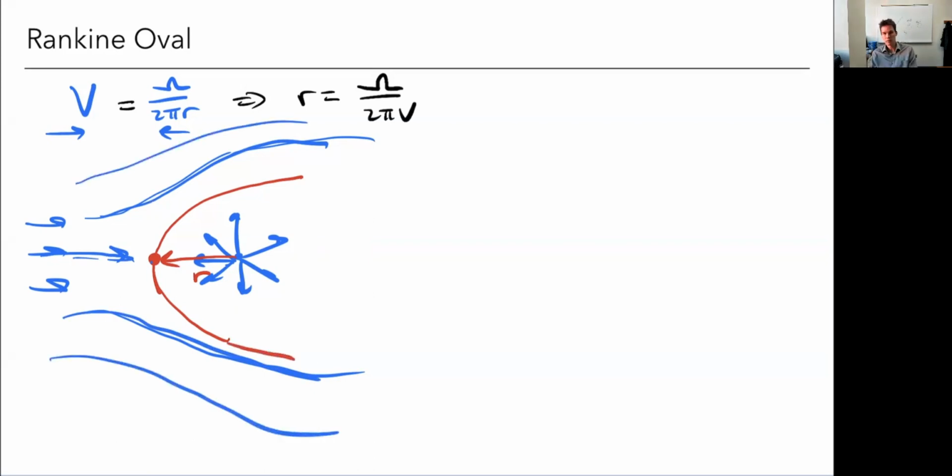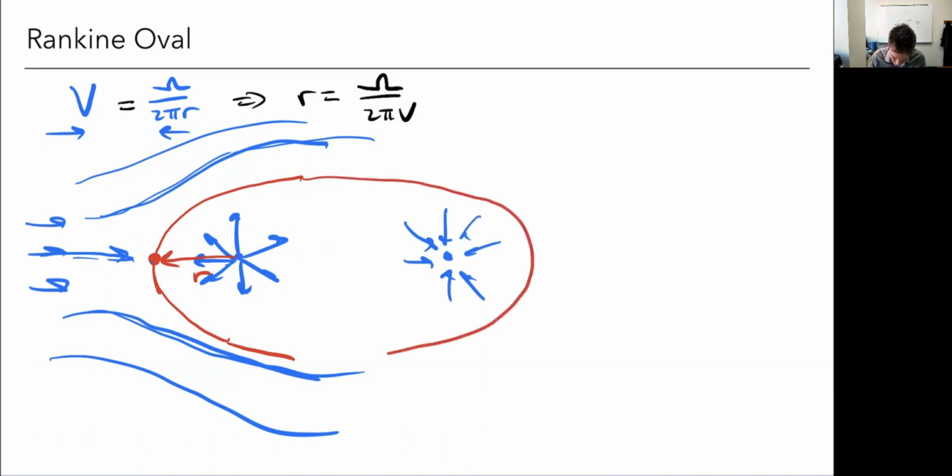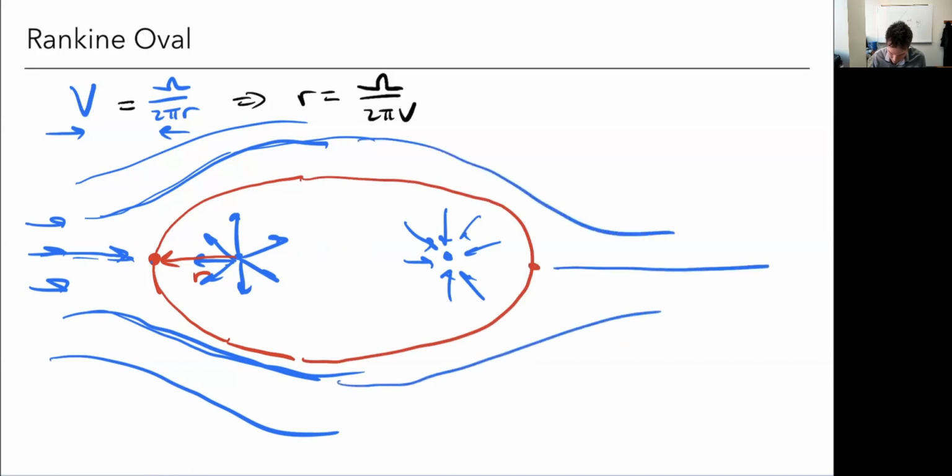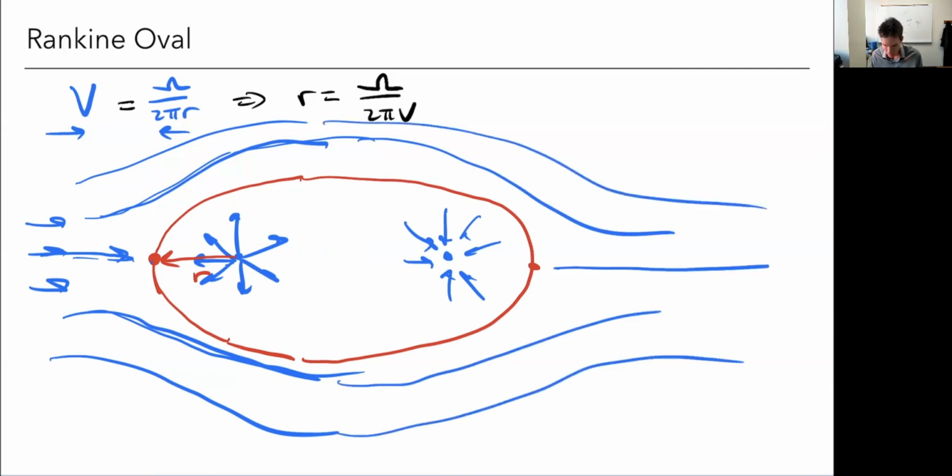This will kind of continue on like this, but if I also create a sink so that this is symmetric, I make it the same strength. What will happen is the exact same thing will happen, only opposite. It'll pull this back in. I'll get another stagnation point like this, and my streamlines will come around like this. It'll look exactly the same on the back, just opposite. And it'll look like this. It's called the Rankine oval.